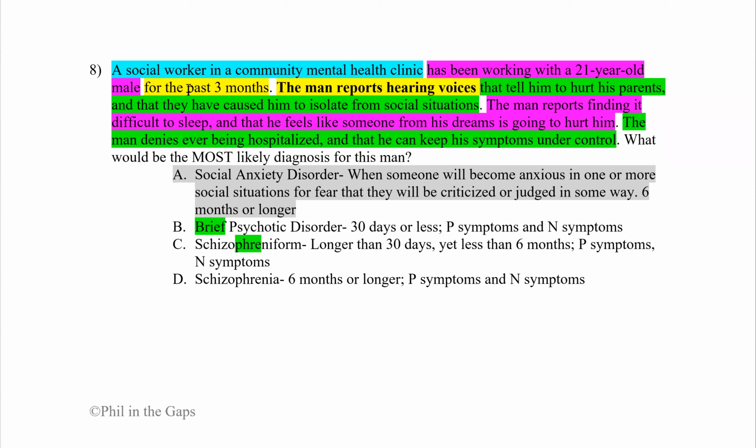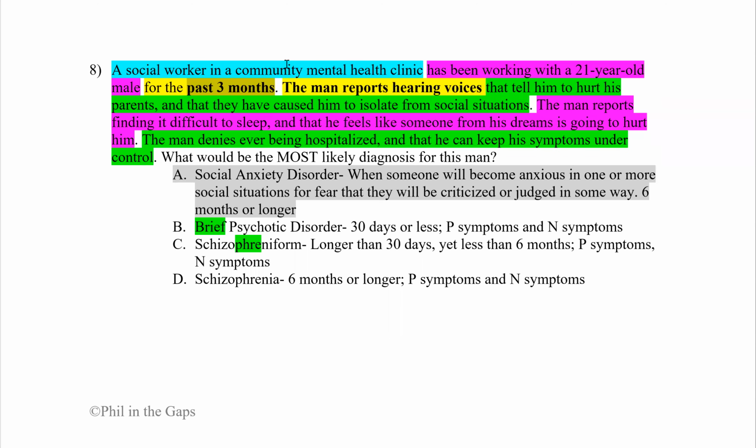Now we have to look back at the length of time, which is 3 months. We don't have any other standards but 3 months. So for that reason, B is going to be ruled out. Why? Because that's 30 days or less. We're looking at 3 months, which is 3 times as long. And we're also going to rule out D. Why? Because that's twice as long as he's been experiencing, because that's 6 months or longer.